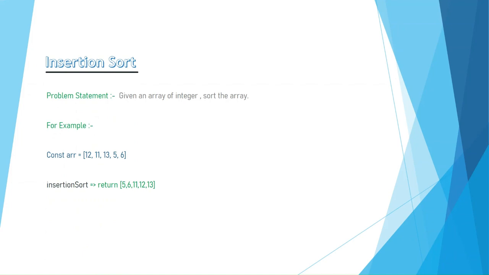If we move on to our slides, we have a problem statement and can see how insertion sort works. We have an array of integers and we want it sorted. For example, here we have the array 12, 11, 13, 5 and 6. This is an unsorted array. After insertion sort, it will return 5, 6, 11, 12, 13.